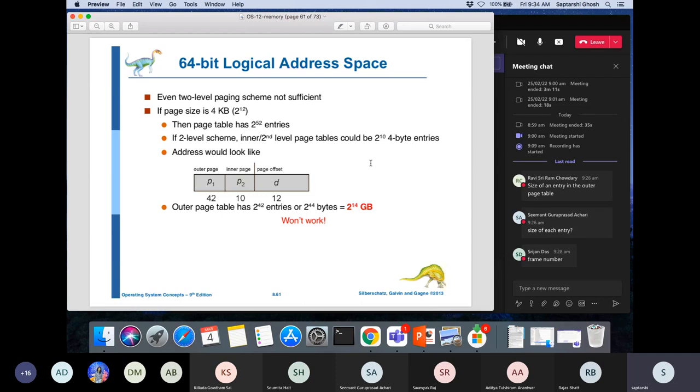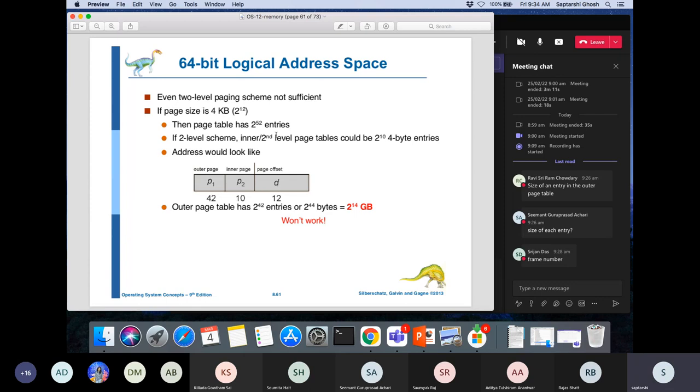So how many maximum page table entries can you store in one page? Remember, the page table will also be stored in pages, right? The pages of page table, POPT. So if one page table entry is 4 bytes long, how many entries can you store in a page of 2 to the power 12 size? Clearly 2 to the power 10, right?